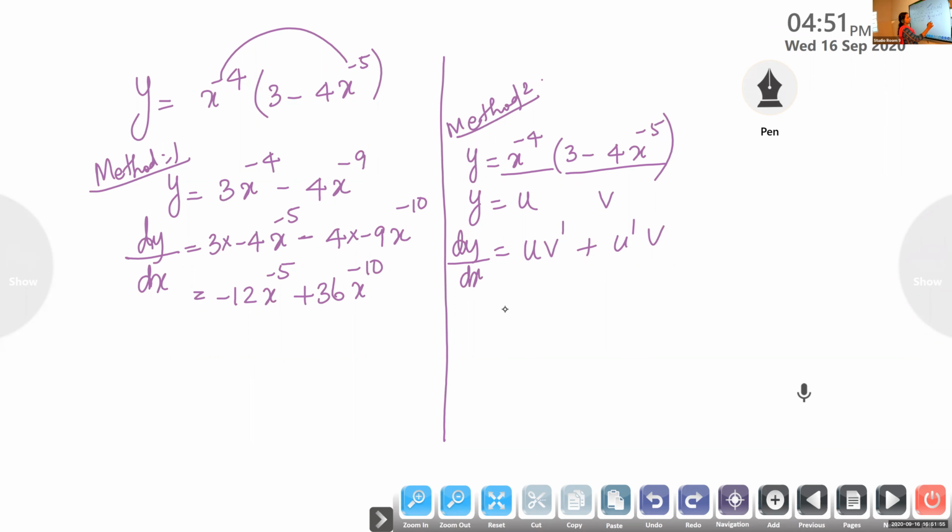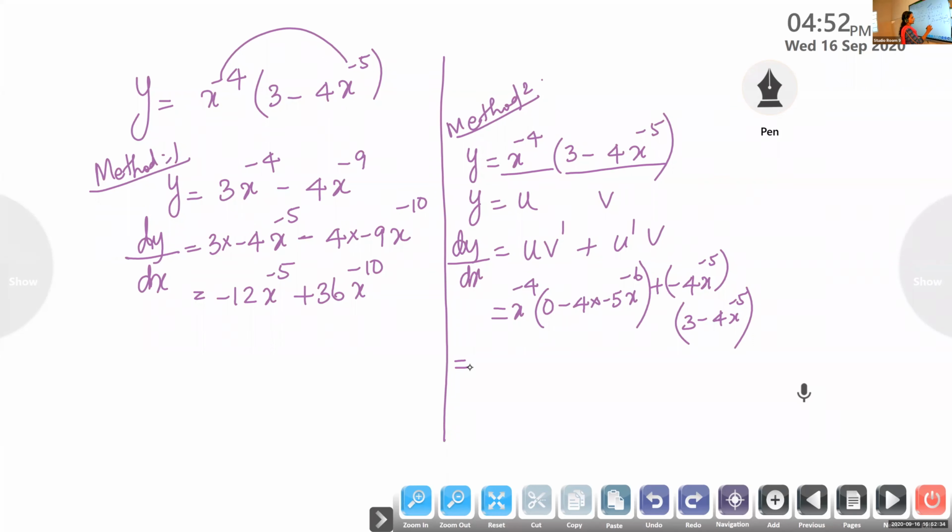U into v dash. So u, x raised to minus 4, into v dash. This one's derivative: derivative of 3 is 0. Minus 4 into, what is the derivative of x raised to minus 5? Minus 5 x raised to minus 6. Plus u dash. What is the derivative of x raised to minus 4? Minus 4 into x raised to minus 5 into 3 minus 4 x raised to minus 5.